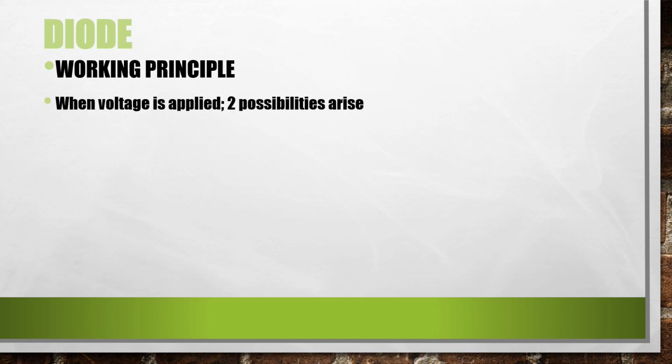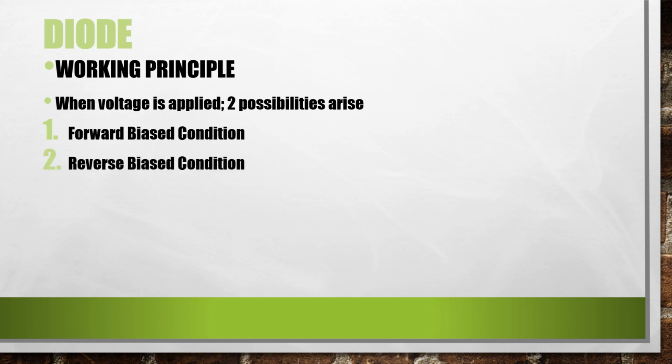Now we will understand working principle of a diode. When voltage is not applied across a diode, depletion region is formed, and when the voltage is applied between the two terminals of the diode, two possibilities arise depending on the polarity of DC supply or battery. First is forward biased condition and second is reverse biased condition.